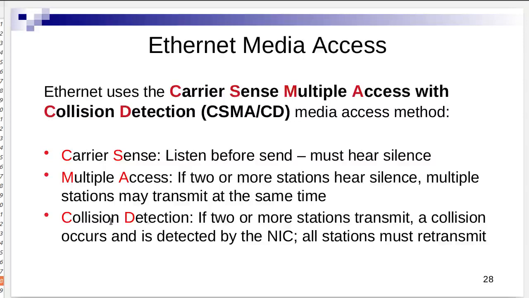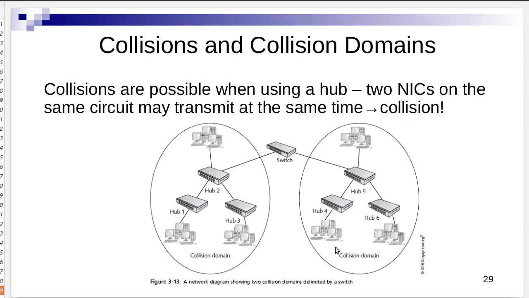And so if you do detect a collision, all the stations that are involved in the transmission must retransmit, and there's a lot of logic that goes into making sure that they don't retransmit at exactly the same time, or they try not to. So you don't wait for exactly 1 second and try again. No, you try a random amount of time before you retransmit, things like that. Okay. So collisions are possible when you use a hub.